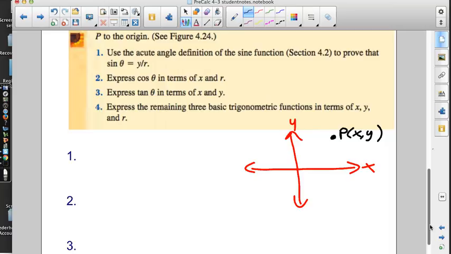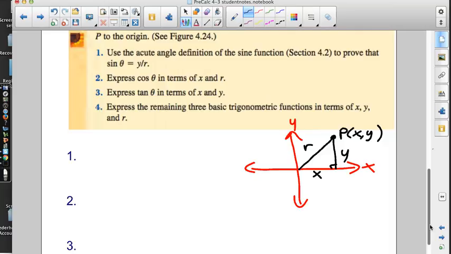Just like so, I put the point on there. That's what they wanted me to do. Now it says R is the distance from P to the origin. So stop and think. Well, if this is X and Y, I can make a little triangle, a right triangle in fact, that has X and Y as its two sides, and then it has R as its hypotenuse.